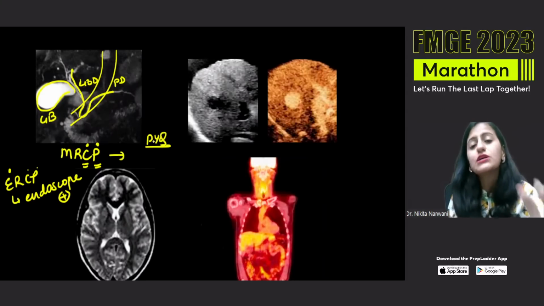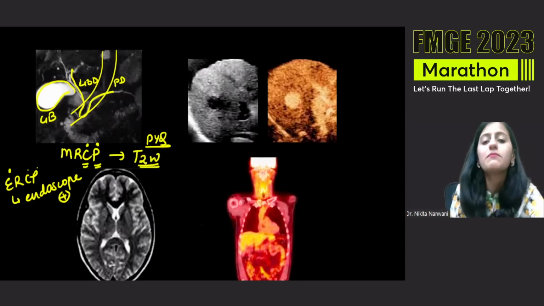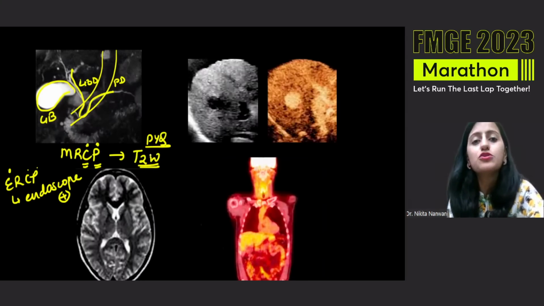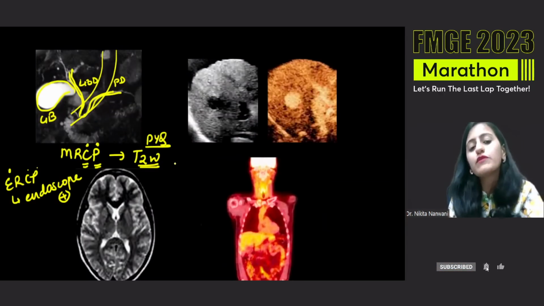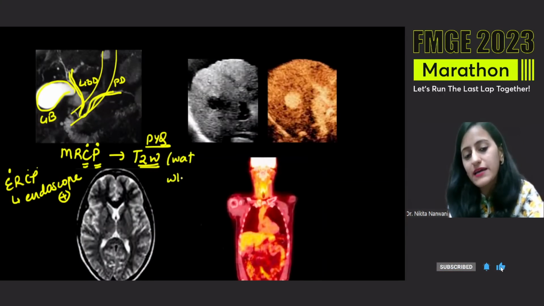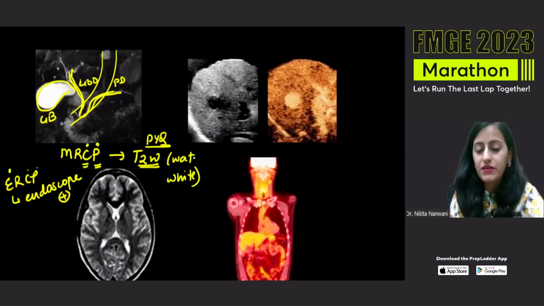Previously asked question, what MRI sequence is MRCP? It is a heavily T2 weighted MRI sequence. Because in T2 weighted, water is white. We want to see the water in the bile duct, the bile, the pancreatic juice. So we want the water white, and that is why it's a T2 weighted MRI. Remember, it's a T2 weighted MRI, right?